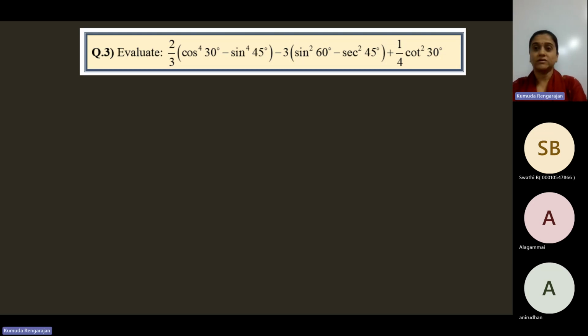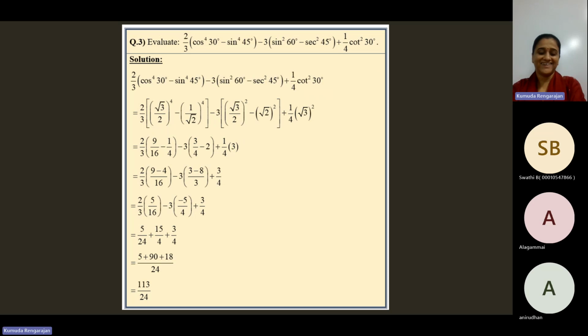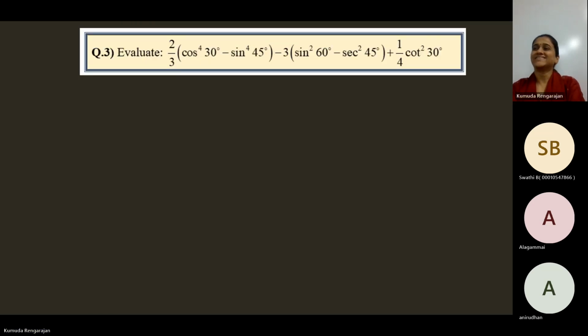Got it? Very good. Avishya, again, what's the answer? 113 by 24. Very good. Same answer? 113 by 24. Very good. Akshada and Bhavishya. Very good. Yes, all of us must get it right.